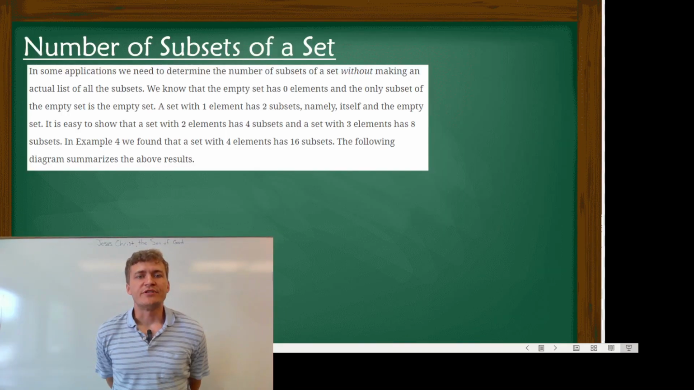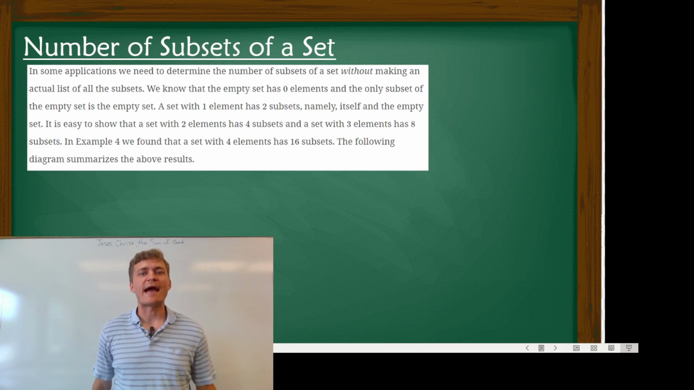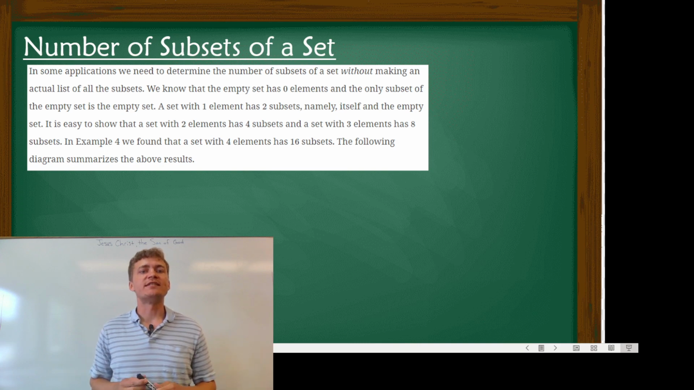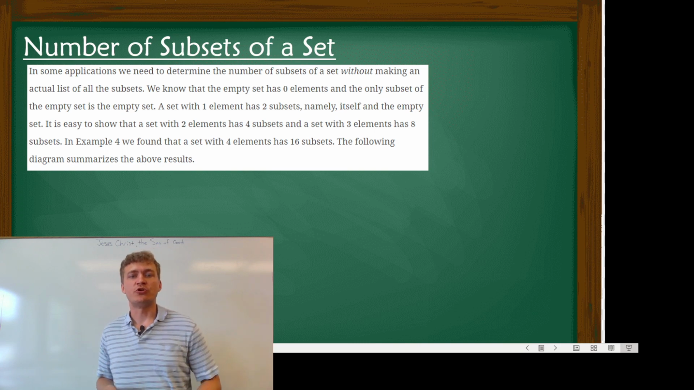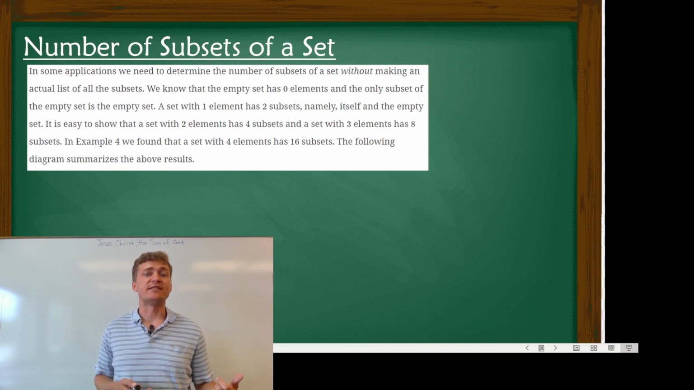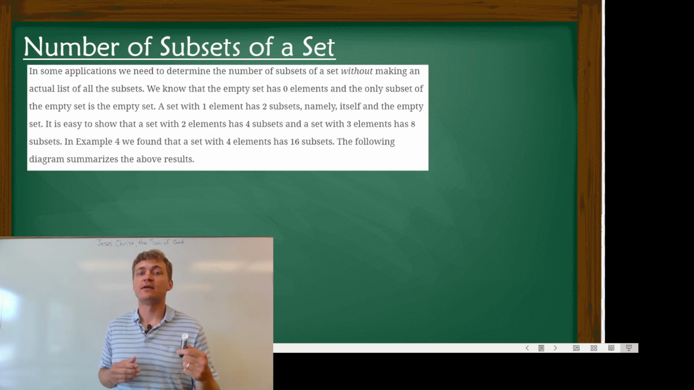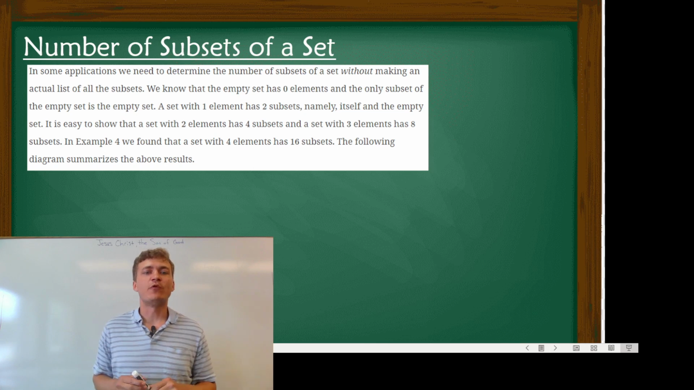So in some applications, we need to determine the number of subsets without actually making a list of all the subsets themselves. We know that the empty set has 0 elements, and the only subset of the empty set is the empty set. A set with 1 element has 2 subsets, namely itself and the empty set. It is easy to show that a set with 2 elements has 4 subsets, and a set with 3 elements has 8 subsets. In example 4, we found that a set with 4 elements has 16 subsets.